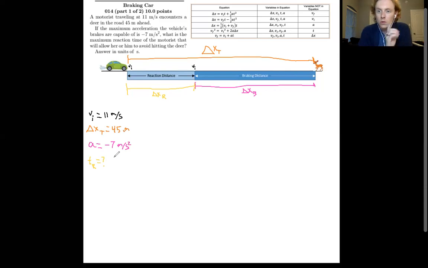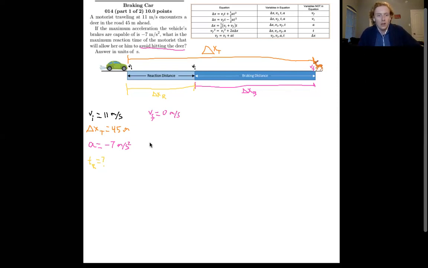That's what the main question is asking us. But there's also something else that we know. You're going to avoid hitting this deer. So we can assume also that we have V final, and since it's pink, it's the braking distance final, equals 0 meters per second. I'm also going to notate it up here, this V final. All right, that's 0 meters per second.